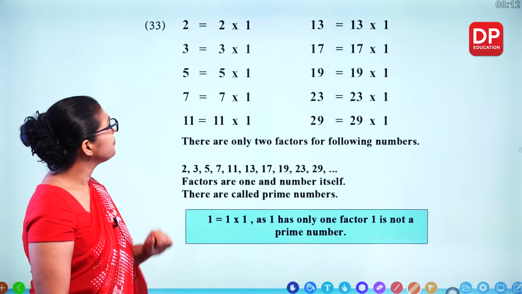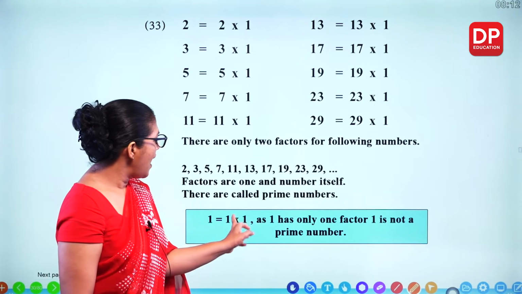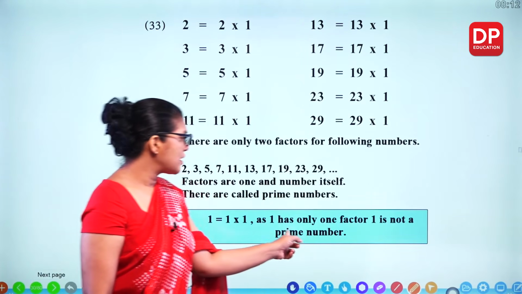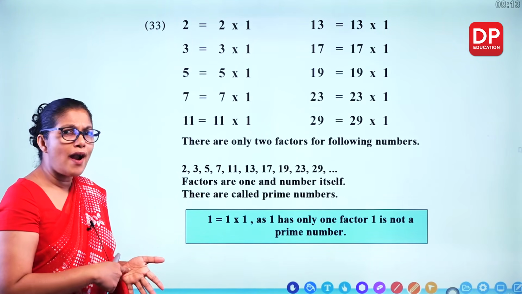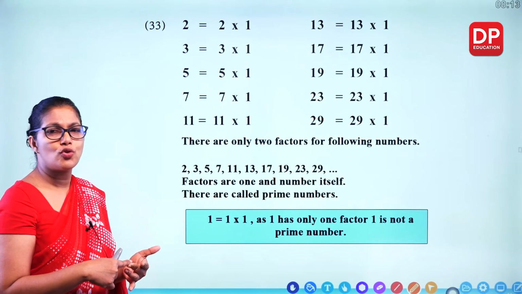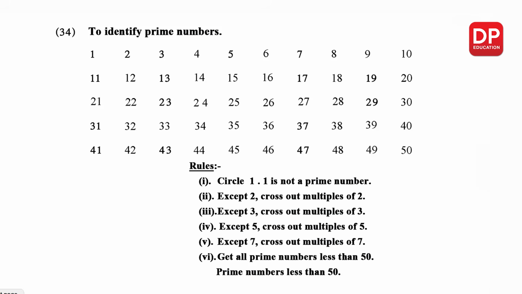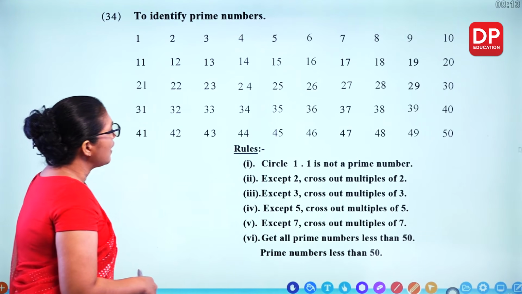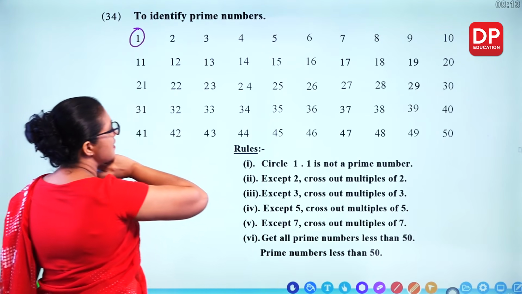What about 1? You get 1 and 1. So 1 has only one factor and 1 is not a prime number. If you have 2 factors, 1 and the number itself, we call those prime numbers. So 1 is not a prime number. Identify prime numbers, there's another method. What are the rules? Circle 1. So 1 is not a prime, so we'll circle it.